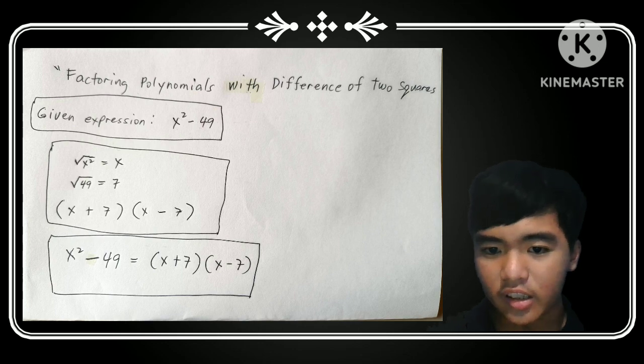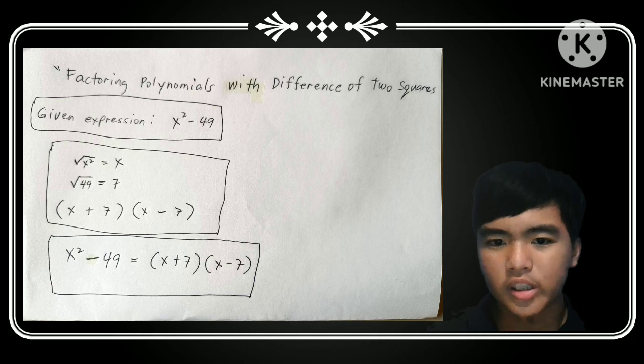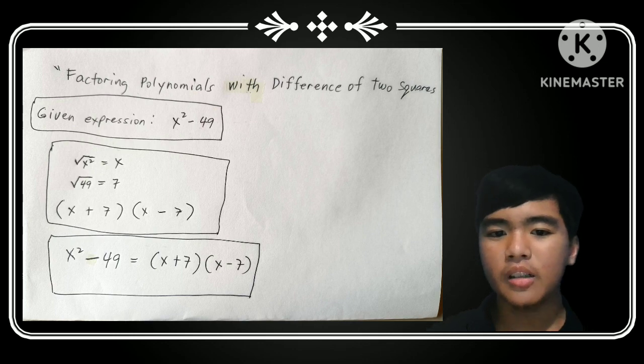After getting the square roots of x squared and 49, put the variables in each parenthesis, and put a plus sign in the first parenthesis and a minus sign in the second parenthesis. So this is now the answer: x plus 7 times x minus 7.